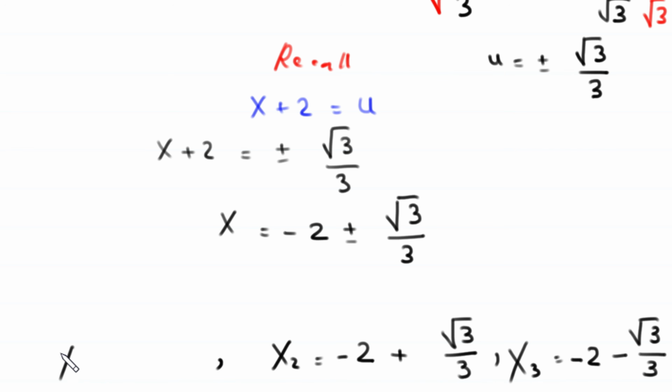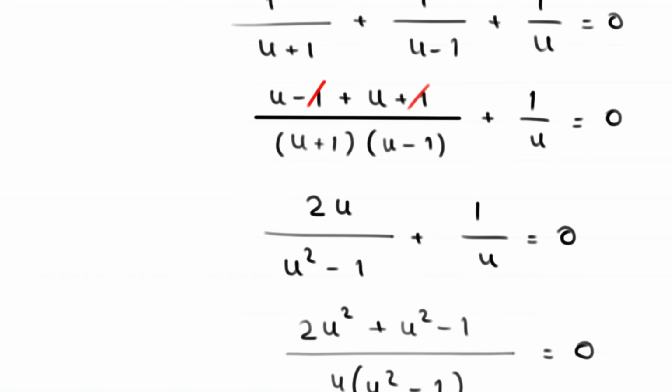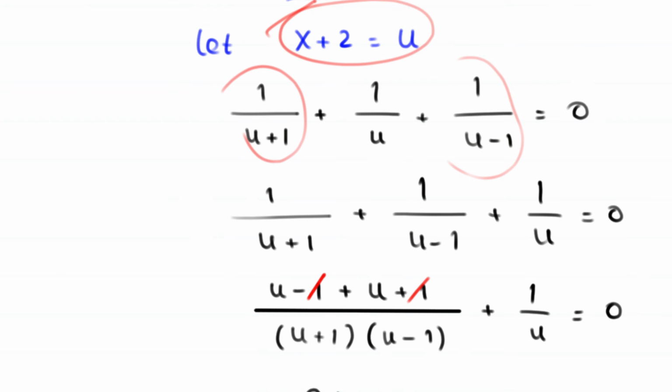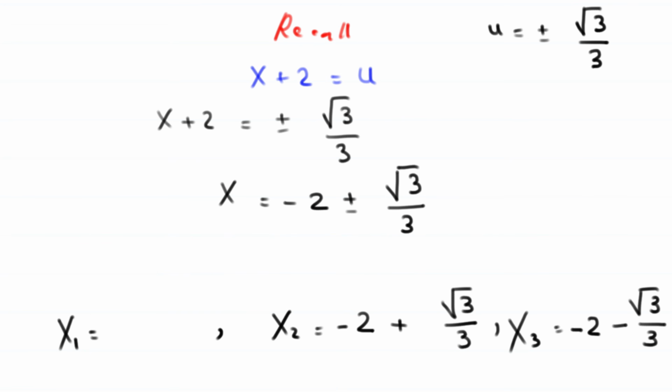First we found that x1 is equal to 0. So we have three solutions for this equation: 0, negative 2 plus root 3 over 3, and negative 2 minus root 3 over 3.